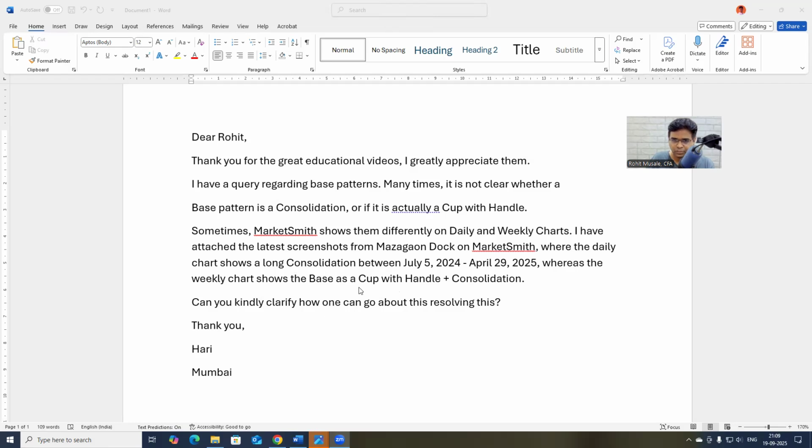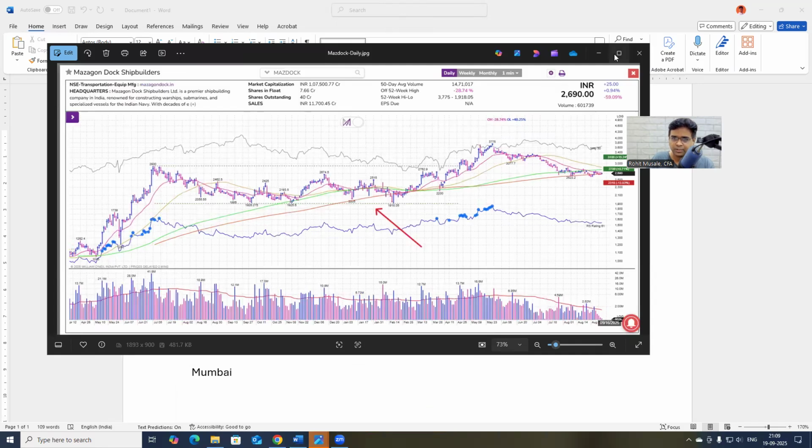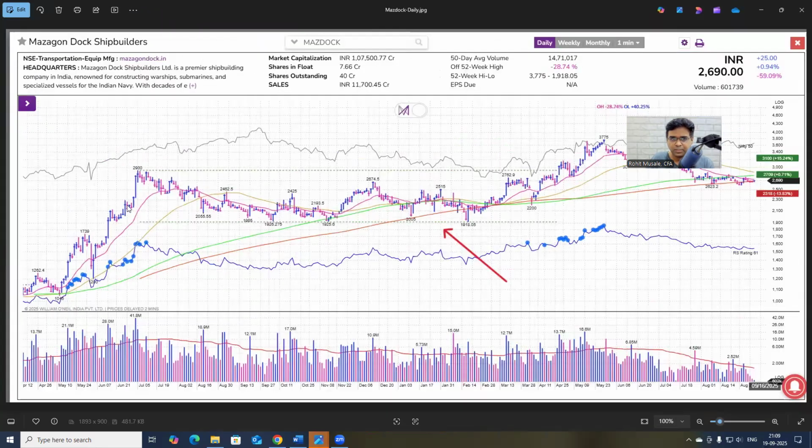So, let's go to the screenshots. Let's go to the daily. This is the daily screenshot that he has sent. So, this is the base that MarketSmith has marked, and he has moving averages on the base. So, the yellow is the 50, green is the 150, red is the 200. The pink is probably 21 EMA. The blue is the RS line. The gray is the Nifty 50 line. And then you have the base. This is the volume with a 50-day simple moving average. So this is a daily time frame chart.